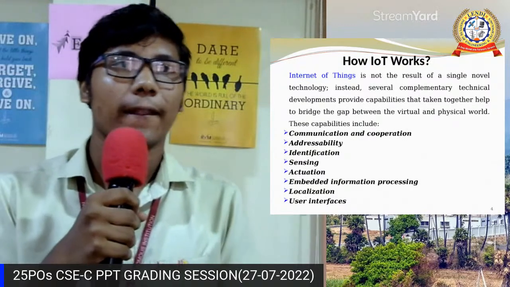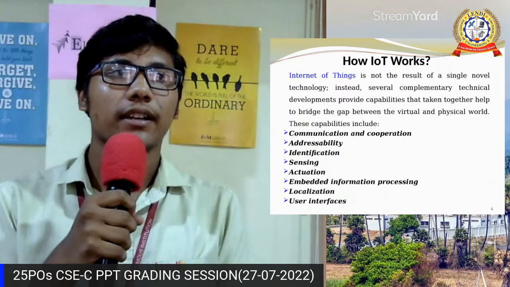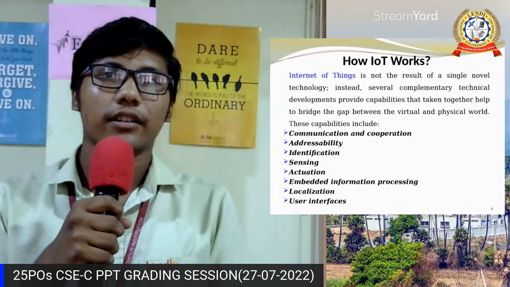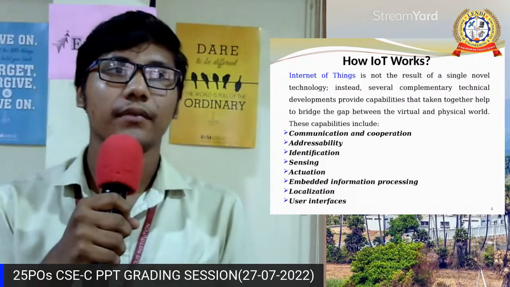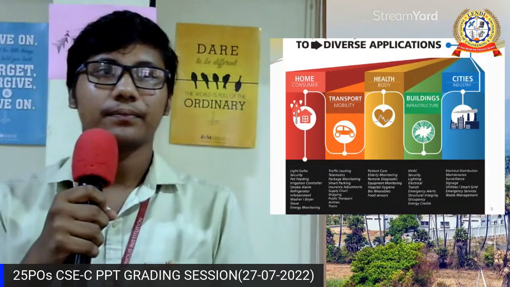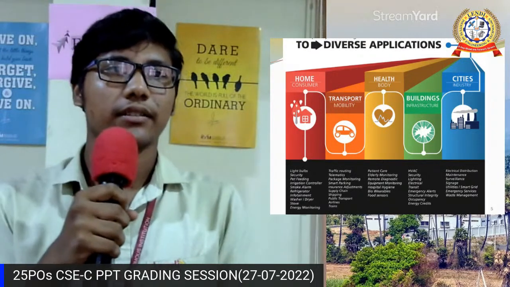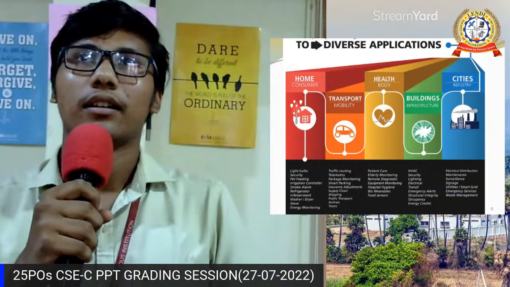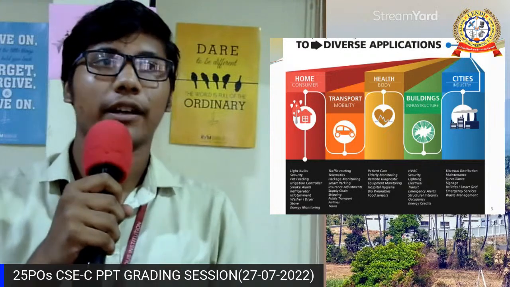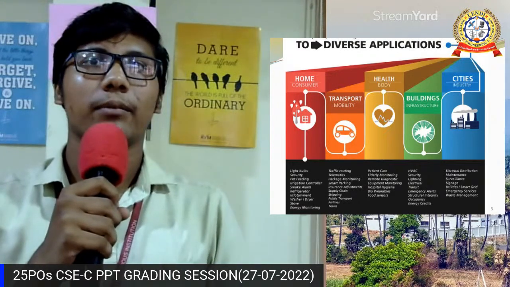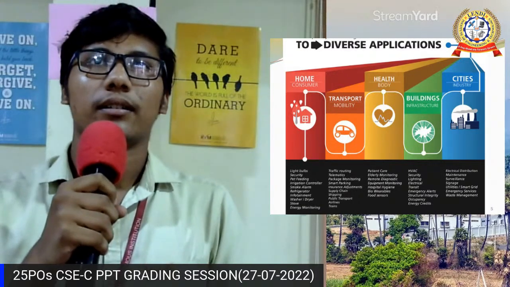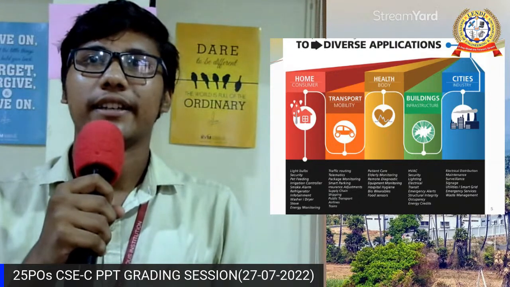And how it works: the Internet of Things is not the result of a single novel technology. Coming to its subtopics: communication and cooperation, addressability, identification, sensing, and so on. To develop these applications, at home we use electric lights, and for transport, self parking, and for the health of our body, by using watches. Some more examples are that we can use this in cities and so on.